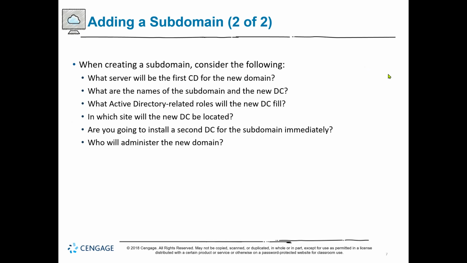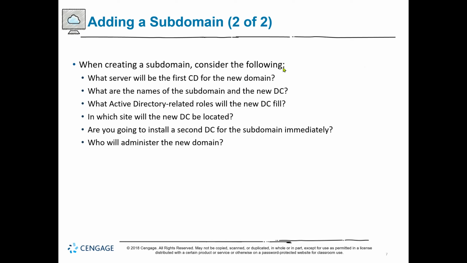When creating a subdomain, consider the following: What server will be the first DC for the new domain? What are the names of the domain and the new DC? What Active Directory related roles will the new DC fill? In which site will the new DC be located? Are you going to install a second DC for the subdomain immediately? And who will administer the new domain?